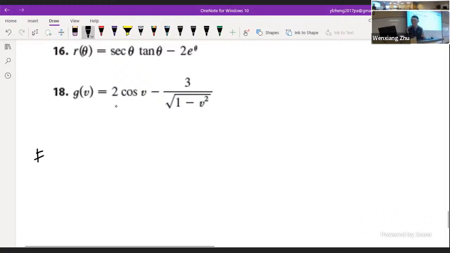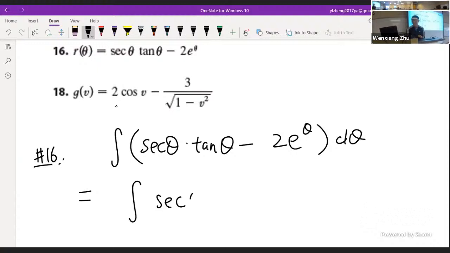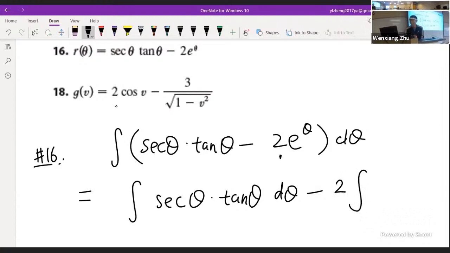16. So I'm going to write down, I'm going to find the antiderivative of secant theta tangent theta minus 2e to the theta. And don't forget, never ever forget, this means you are doing the antiderivative. And now we know you can just break this as doing the antiderivative of 2 functions. And by the way, once you have done a couple of problems, you practice a little, you know this is a constant 2, right? You can always pull that out. Just save one step, pull that 2 out, you do the antiderivative of e to the theta.